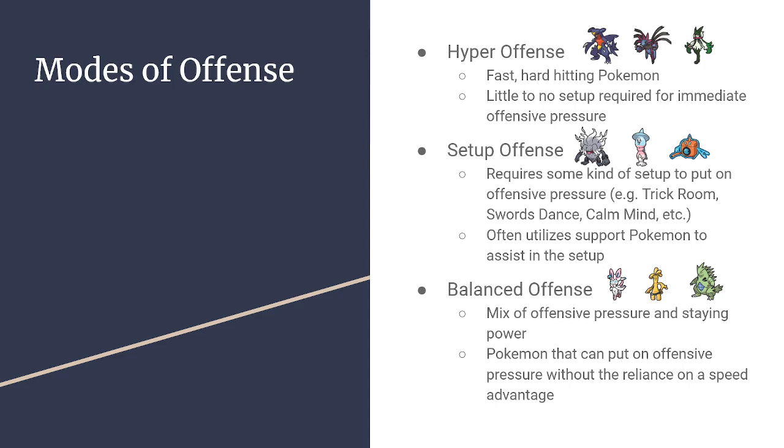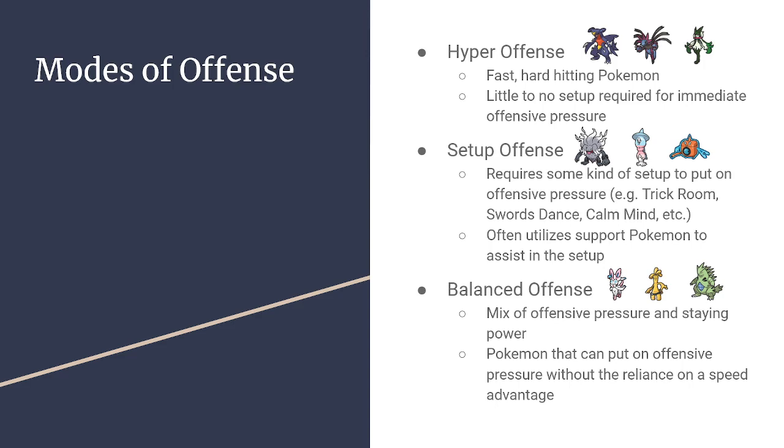Hyper offense tends to use Pokemon that are naturally fast and hit hard. A lot of times you'll hear the term glass cannon, which can be a perfect description of a hyper offensive Pokemon. It's meant to hit hard and fast with no setup or anything. It comes out turn one, immediately putting offensive pressure on Pokemon. So they're not all glass cannons.